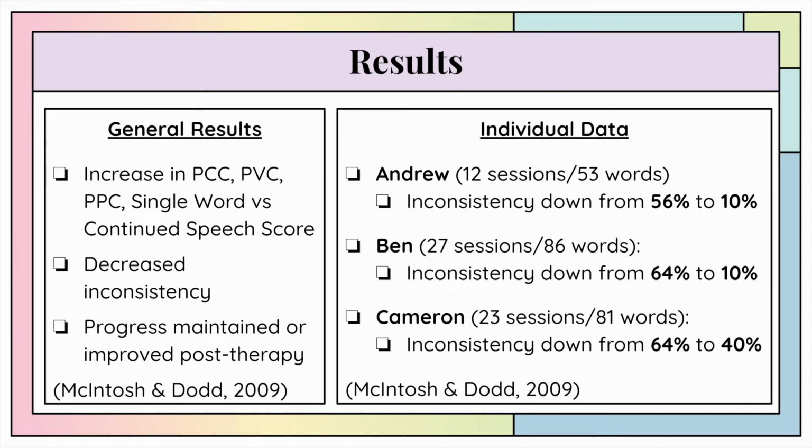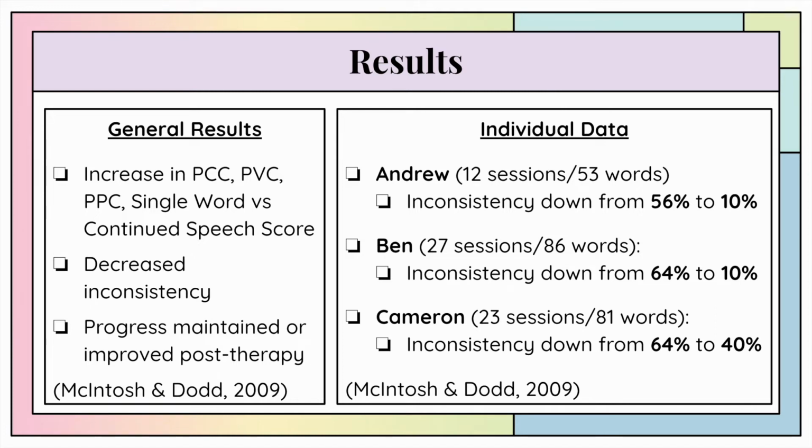All participants saw an increase in their percent consonants correct, percent vowels correct, percent phonemes correct, and ratio of single word versus continued speech production. They also all experienced a decrease in inconsistency during speech production. Lastly, all 3 participants showed maintenance of their progress across all measured categories, even when they were reassessed post-therapy between 8 weeks and 4 months after stopping therapy. And many of them even saw improvements in some of those scores.